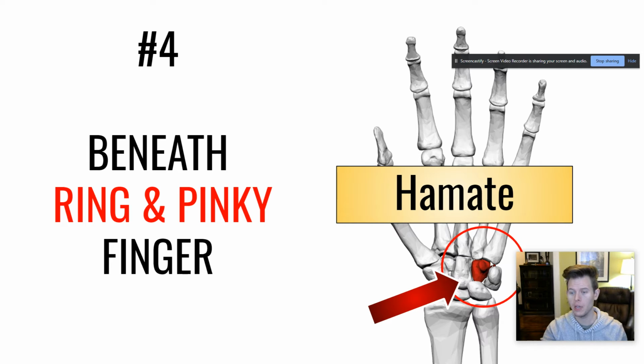Then, beneath the pinky and ring finger, there's one bone that actually touches 2 finger bones, or 2 metacarpals. It's called the hamate. The way I remember it, it is the only wrist bone that is associated with 2 of the finger bones. So I would say it's like the hog of the hand. It's hogging 2 metacarpals at the same time, so hamate.